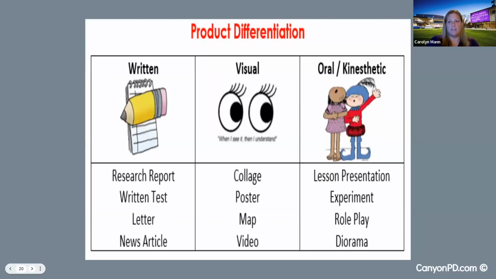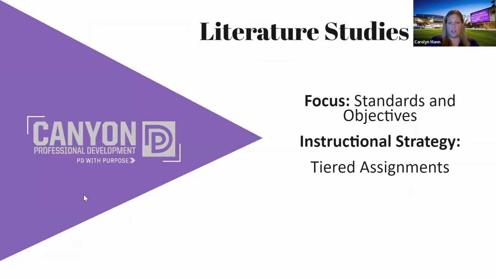with autonomy. Here's another way to look at it, some product differentiation. Are you providing written, visual, oral, and kinesthetic options? And you can see some of the choices here. So one way to look at this is through perhaps a literature study and tiered assignments. For those of you who aren't familiar with tiered assignments, what you do is you plan ahead of time, as we've been talking about. You focus on one standard or one objective. However, you tier what various students in your class are going to be doing.